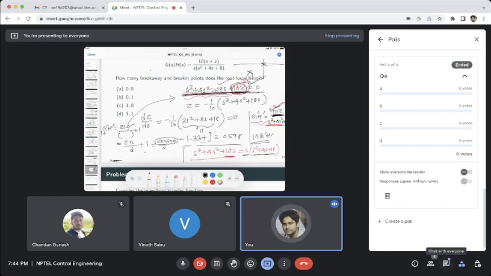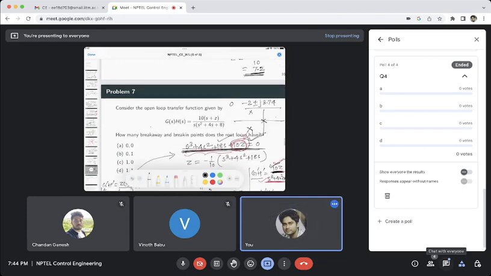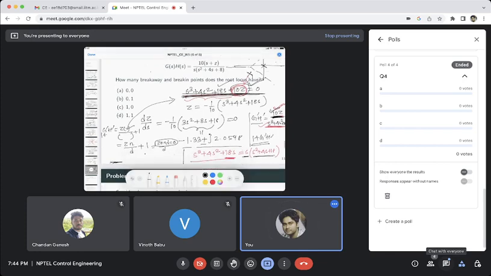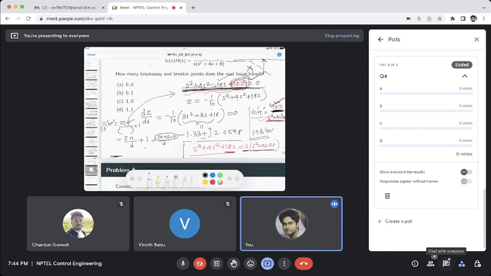So there will be 3 asymptotes, and for the asymptotes you can easily guess what the angles will be: 60°, 180°, -60°, right? Like this. And what should be the asymptote centroid value? Can you directly say from this equation what should be the value of the centroid?